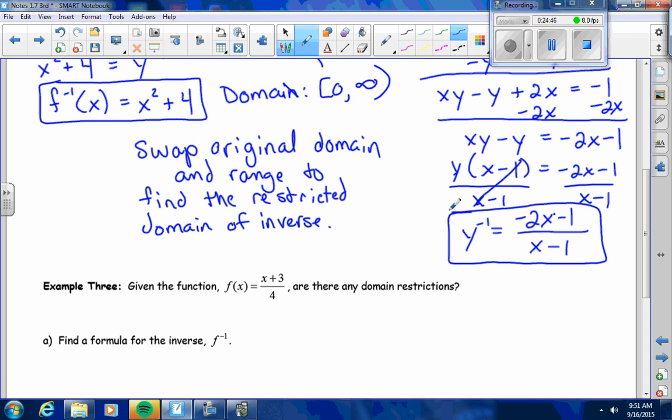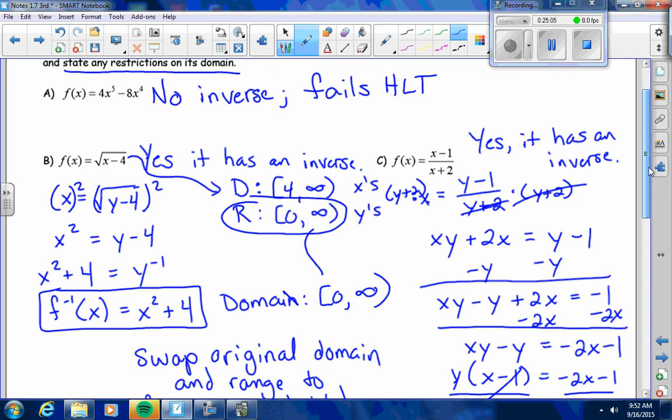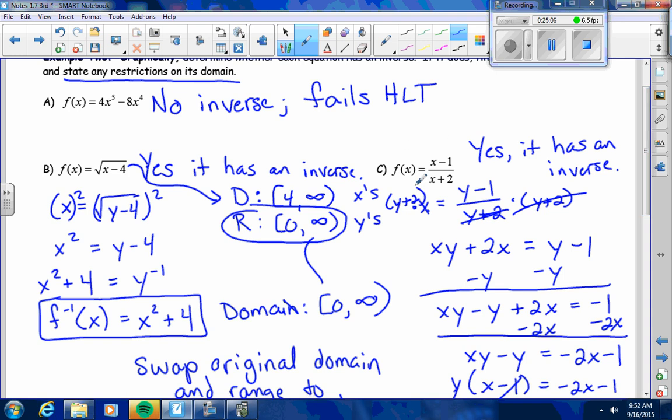Okay, question? No. As long as the y's are together, it doesn't matter which side you move them to. Okay. Well, now we have to come up with our restrictions on the domain. So look at your calculator. Look at that original function. The original function was x minus 1 divided by x plus 2.